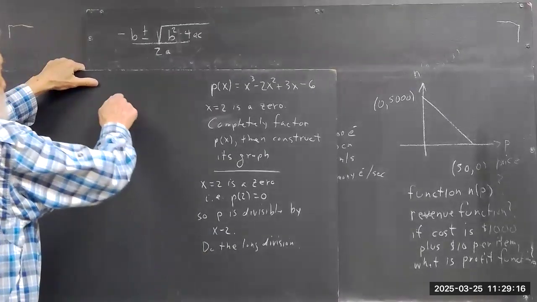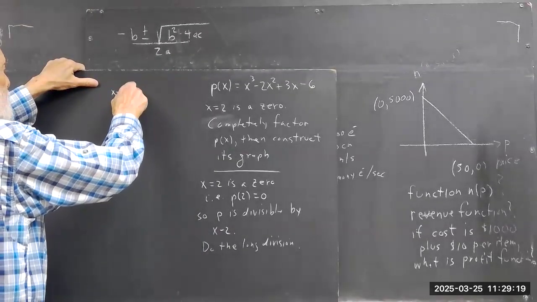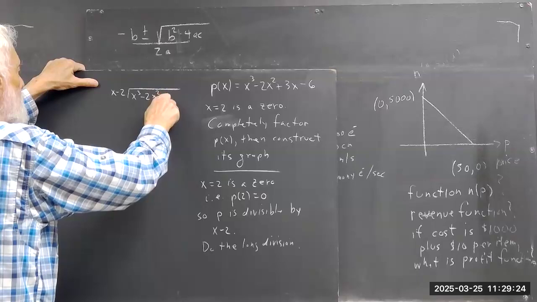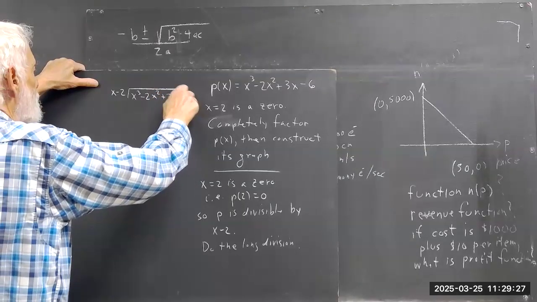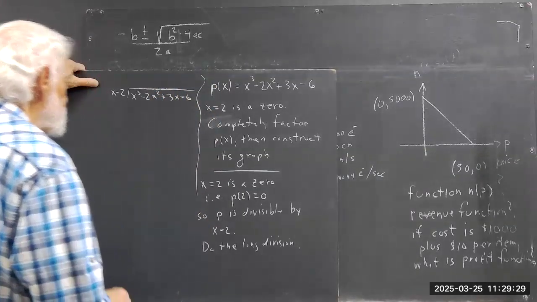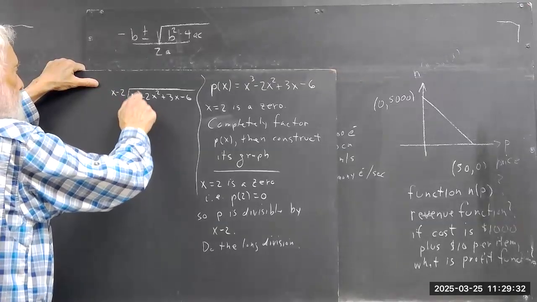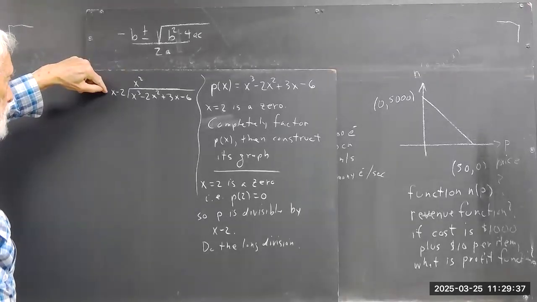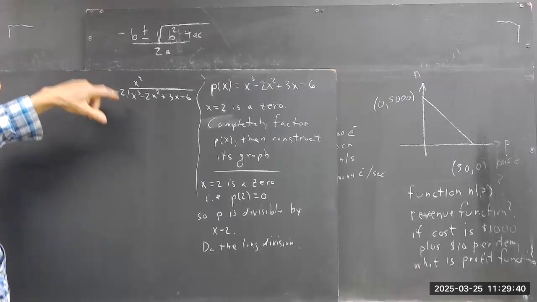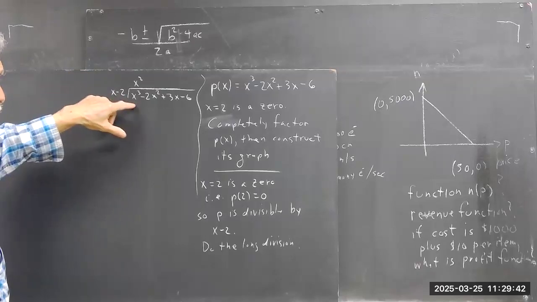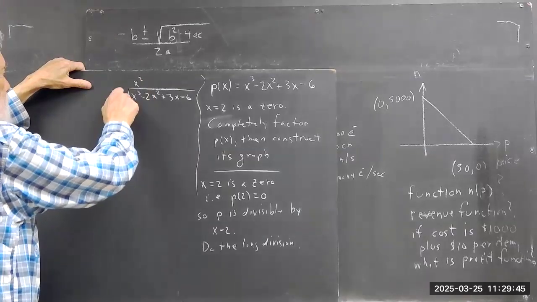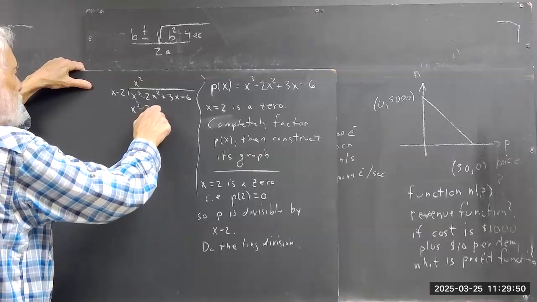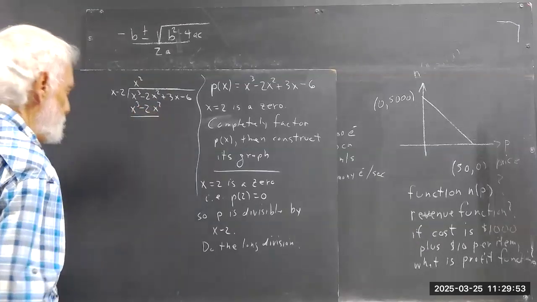We write out the long division. x goes into x cubed, x squared times. Remember, you can always ask yourself, what would I multiply by this to get this? That's what you get when you divide this by this. Okay, then you multiply x squared by x, you get x cubed. You multiply x squared by minus 2, you get minus 2x squared.